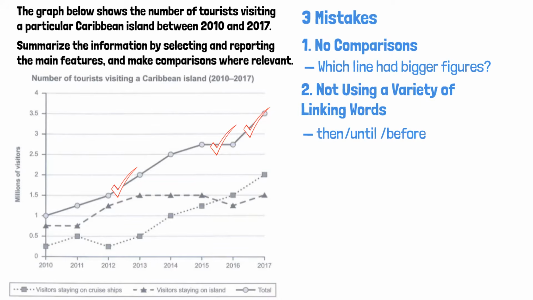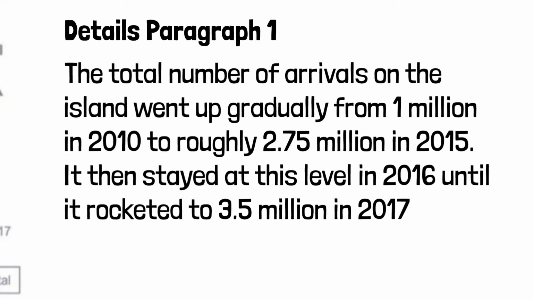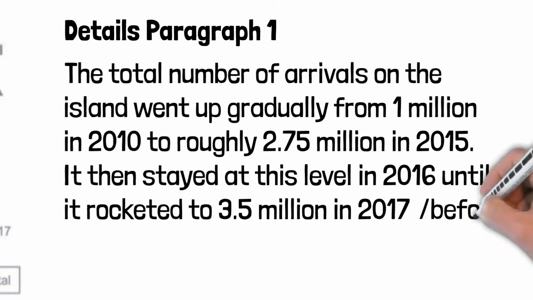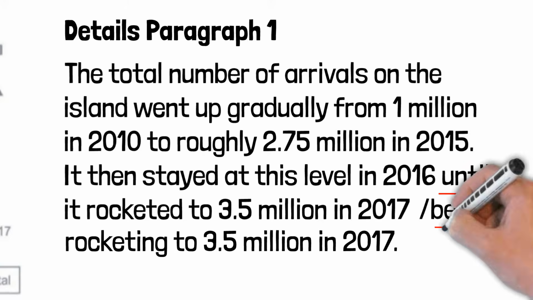For example, when describing the line representing the total number in your details paragraph 1, you can say the total number of arrivals on the island went up gradually from 1 million in 2010 to roughly 2,750,000 in 2015. It then stayed at this level in 2016 until it rocketed to 3,500,000 in 2017. Or before rocketing to 3,500,000 in 2017.